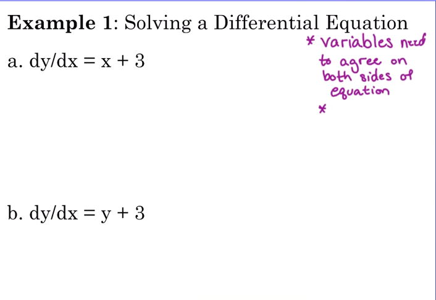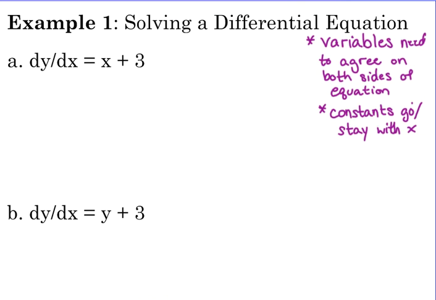If there are any constants, they go with the x. Your variables need to agree on both sides of the equation. Your constants stay. If they're already with the x, like in the first example there, that plus 3 is going to stay on the side with the x.